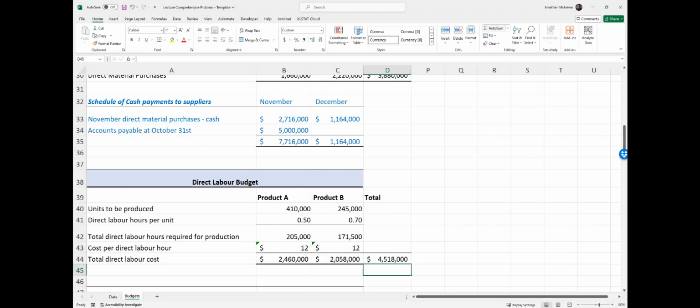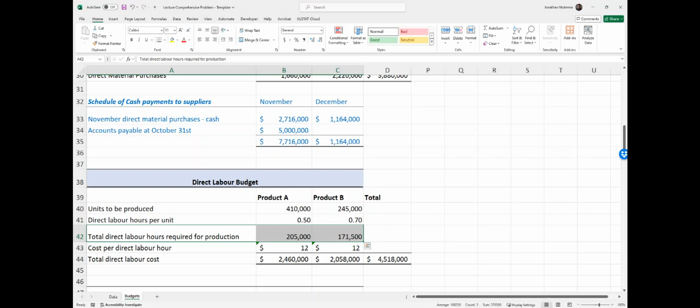Okay, so that's it with the direct labor budget. Straightforward. So two pieces of information. What is the direct labor hours that you require for production? To answer that question, we need to know how many units we're producing and the time that is required to manufacture each unit. And then the second piece of information we require is the cost, how much this labor is going to cost us. Well, it's the number of hours that are required times the labor rate, and that's how much it will cost for the whole company in total.